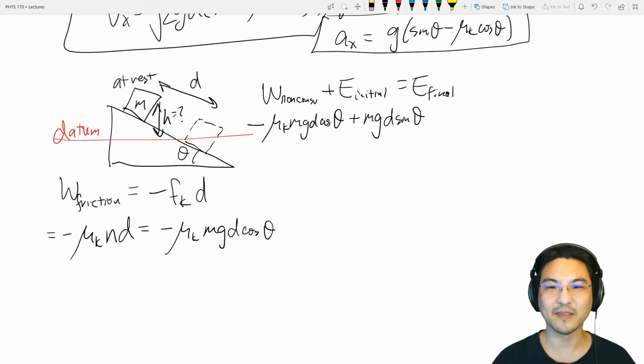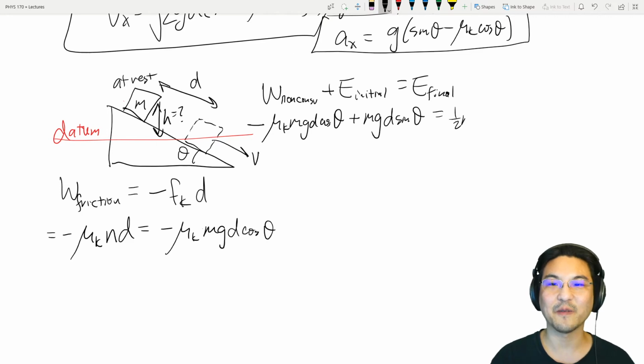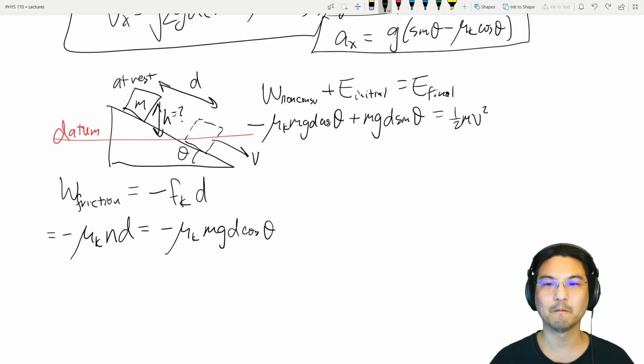There are no springs. Afterwards, now we're over here, going at some speed. So there is kinetic energy, 1/2 mv squared. And then gravitational potential energy, we're at the datum now. So 0. So that's it, we're done. So what's the speed? It's right there.